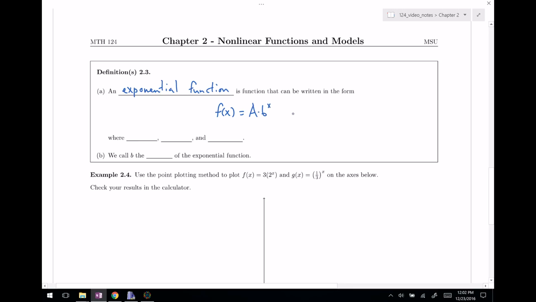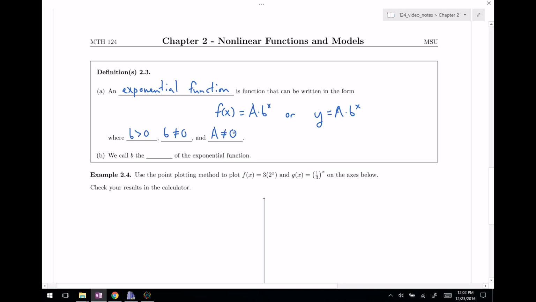Or, I mean, we've been doing y is equal to a times b to the x as well, right? So either way, this is an exponential function. And the claim is, we needed some conditions in order to make this a true exponential. So these were these conditions here.